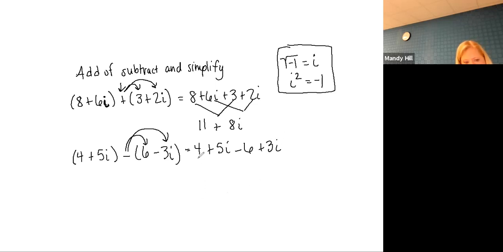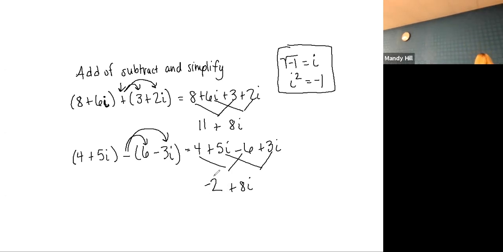We want to combine like terms. So the 4 and the negative 6 would go together to be negative 2. 5 i's and 3 i's would be positive 8i. Okay, so that's how that's going to work.